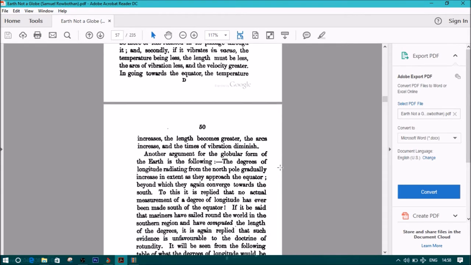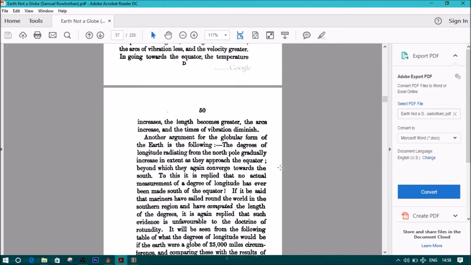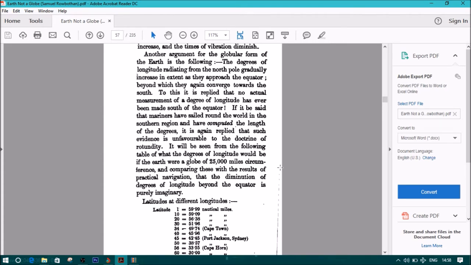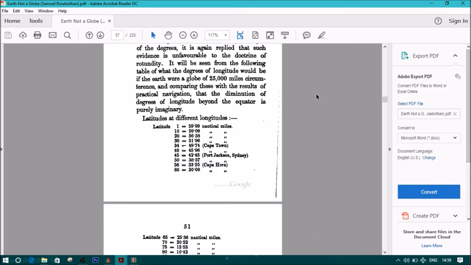The degrees of the longitude radiating from the North Pole gradually increase in extent as they approach the equator, beyond which they again converge towards the south. To this it is replied that no actual measurement of a degree of longitude has ever been made south of the equator. If it be said that mariners have sailed round the world in the southern region and have computed the length of the degrees, it is again replied that such evidence is unfavorable to the doctrine of rotundity. It will be seen from the following table of what degrees of longitude would be if the Earth were a globe of 25,000 miles in circumference, and comparing these with the results of practical navigation, that the diminution of degrees of longitude beyond the equator is purely imaginary.